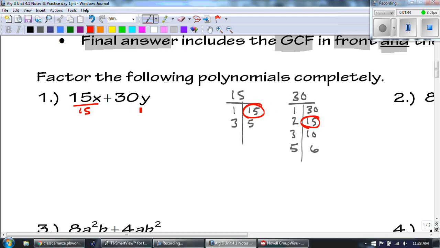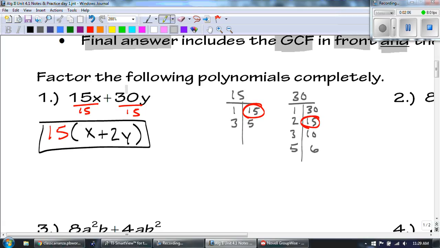So that means that 15 is my GCF. I divide by 15. Now my GCF comes out front, and then my remainder: 15 divided by 15 is 1, and so I have 1x plus 30 divided by 15 is 2y. So this is my final answer right here. The GCF is out front and the remainder is in parentheses.